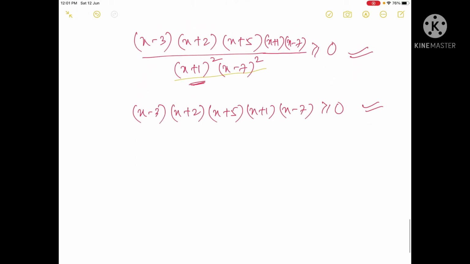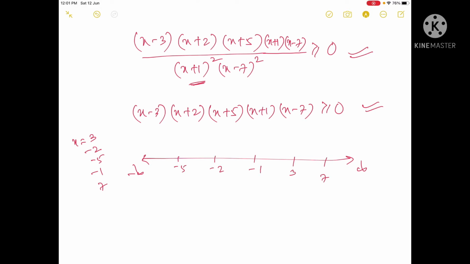Now you know the wavy curve method. Equate each of the factors to 0, so x will be 3, minus 2, minus 5, minus 1 and 7. Plot them on the number line in increasing order. So first minus 5 will come here, then minus 2, then minus 1, then 3, then 7. Now check what the sign is here. The sign here is plus, so you have to put a plus symbol here. Now proceed towards the left with alternating signs: minus, plus, minus, plus, minus.